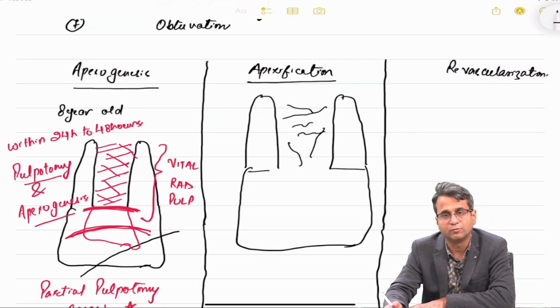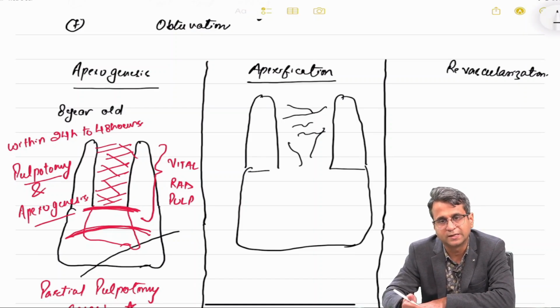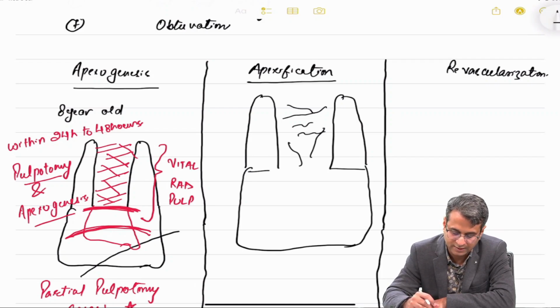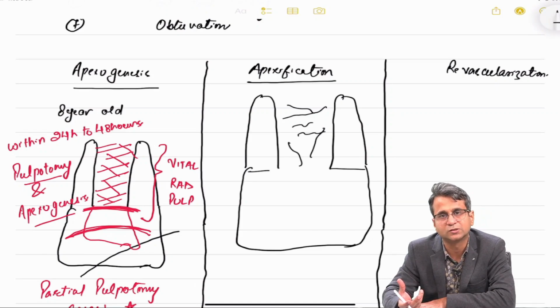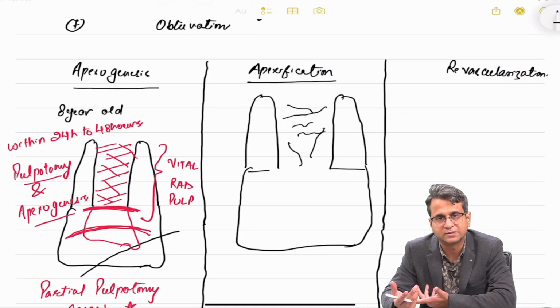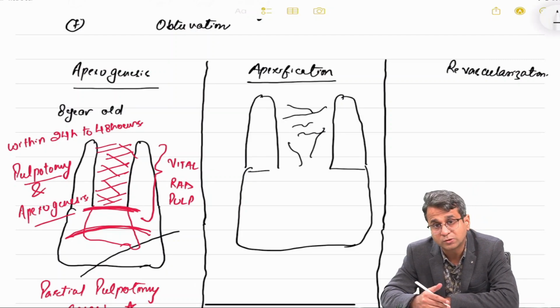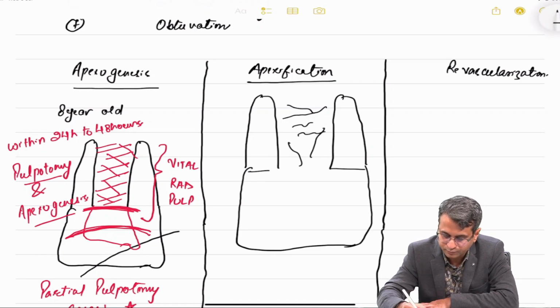Now what can you do in this case? How to do a root canal treatment in this case, because now there is no chance that you can do an apexogenesis or a pulpotomy. The pulp is not there. The pulp is necrotic now, a completely necrosed pulp. Can you save this tooth? We have saved many such teeth by using the procedure which is called apexification.